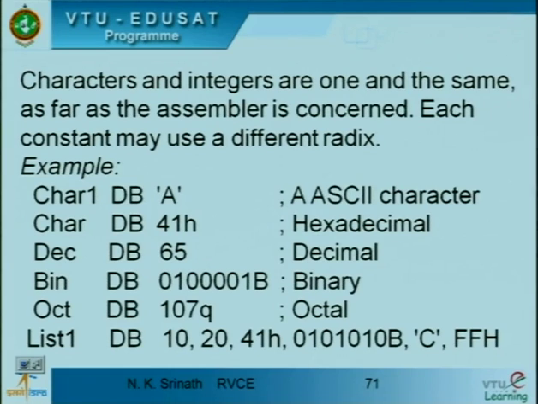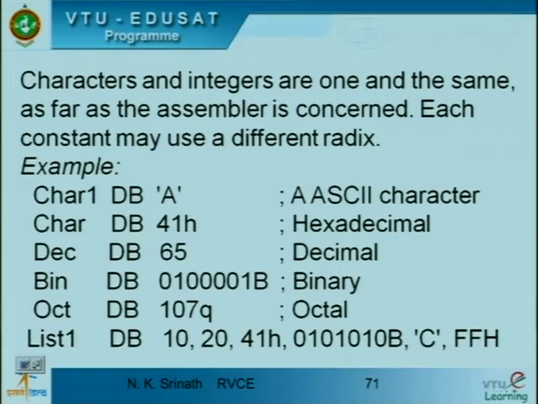Each constant may use a different radix. Here, when I talk about the radix, it is the number system. When you say decimal number system, we say radix 10. If it is binary, we say radix 2. When it is the hexadecimal system, we say radix 16. So, it is possible to have any radix system, but we need to mention it within the program when you are trying to define a different radix system.